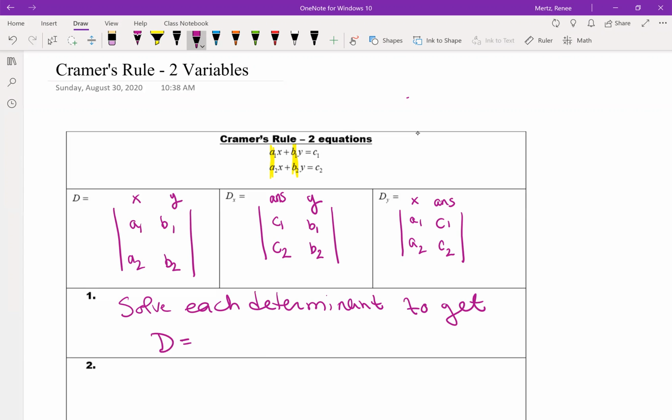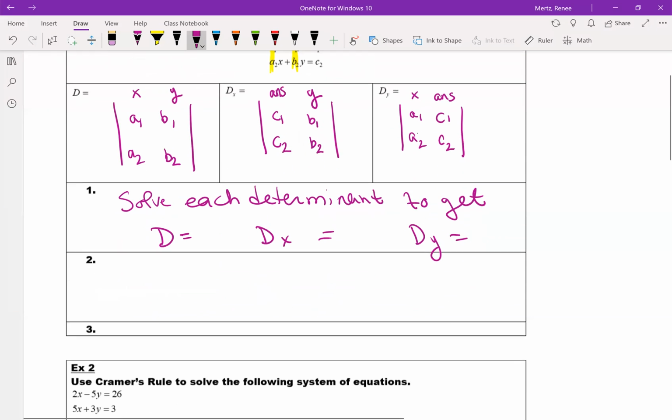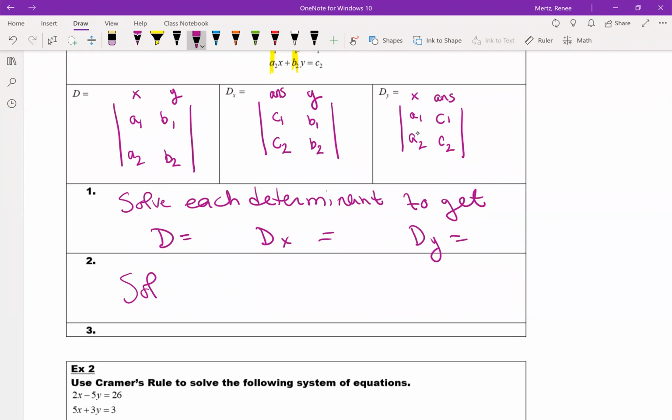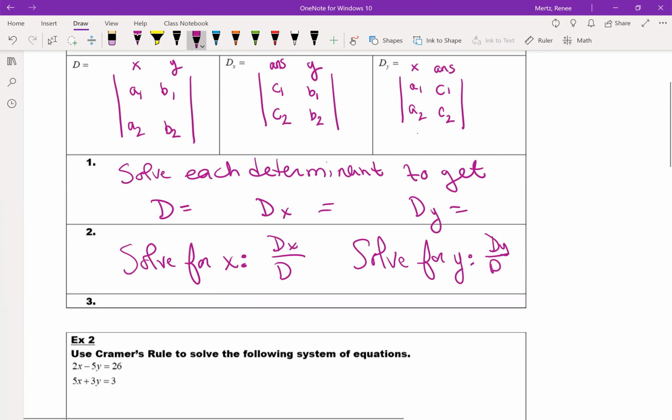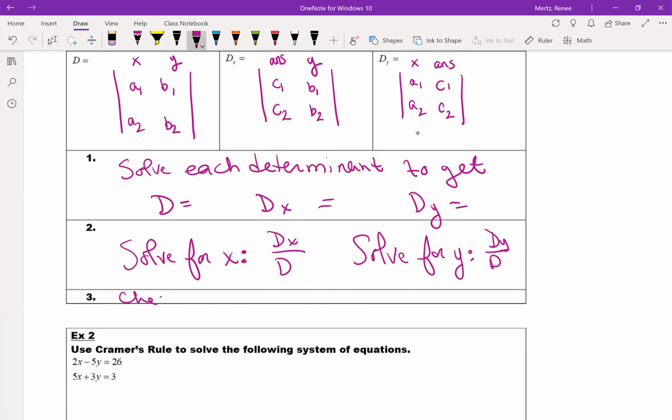So we're going to find what d is, we're going to find what d of x is, and then we're going to find what d of y is. Then we're going to be able to solve for x once we have those facts. Solve for x. To find x, we're going to do d of x divided by d. To solve for y, you got it, d of y divided by d. And then finally, we're going to do a check.